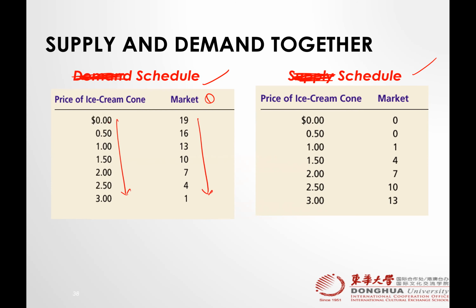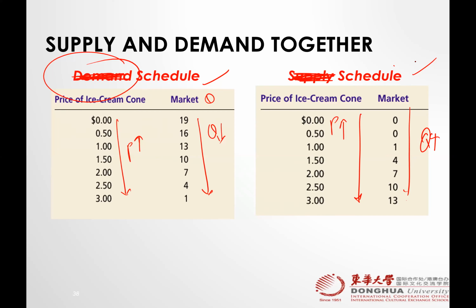So you see what's going on here. The price is increasing and the quantity, the market quantity, which is the sum of all the individuals' quantity here, is decreasing. It means this is a demand one. You see the price here, price increasing, and you see the quantity here, quantity also increasing. It means this schedule is supply curve.